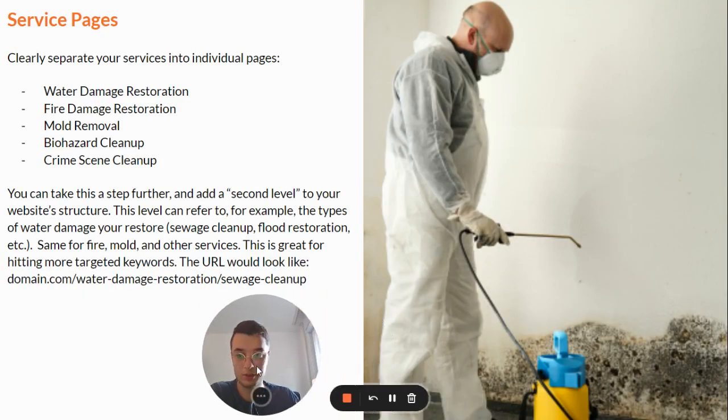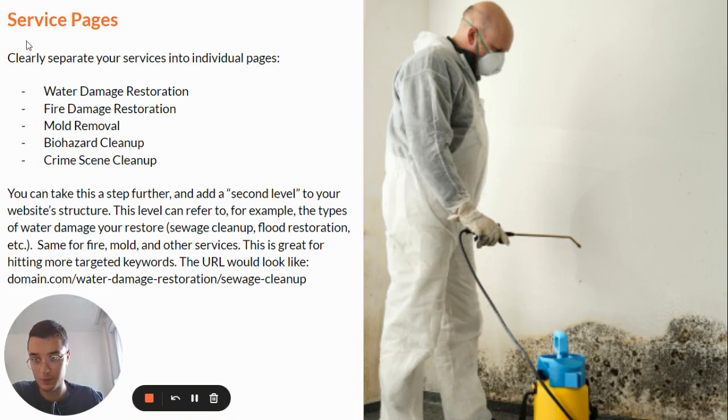So, as you can see, we'll discuss services and location. Let's first start with the services. Service pages: clearly separate your services into individual pages. Water damage restoration, have a page for that. Fire damage restoration, have a page for that. Mold removal, fire hazard, crime scene cleanup. You need to have each of these pages clearly separated so that it can be easily understandable both for users, potential customers, and for Google.